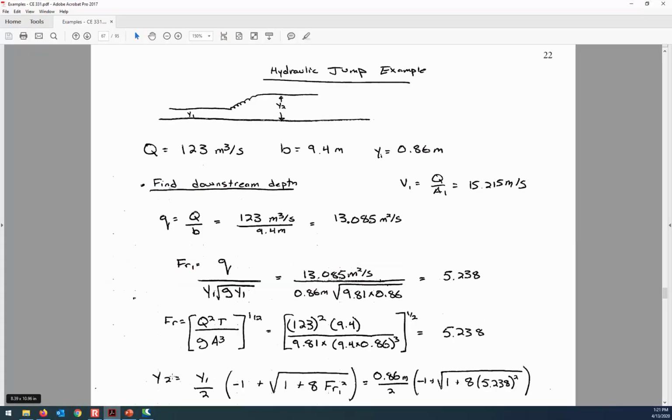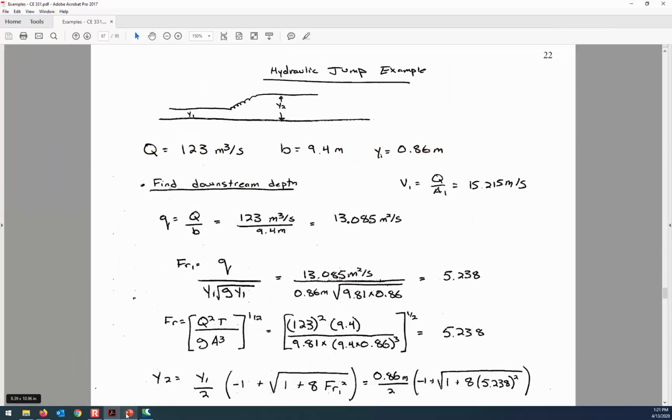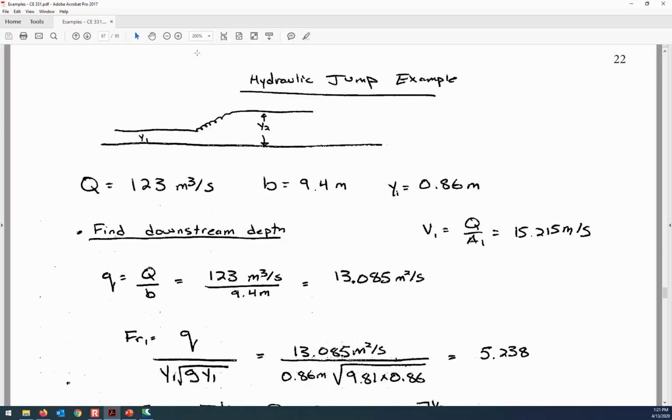All right, so here are our calculations for the hydraulic jump. The width of the channel is given as 9.4 meters, the flow rate 123 cubic meters per second, and the depth upstream 0.86 meters. To find the downstream depth, we're going to need to know the Froude number at 1. That's one of the factors that goes into the Bellinger momentum equation.